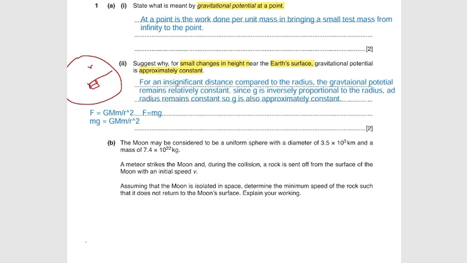Moving on towards the B part, that says the moon may be considered to be a uniform sphere with a diameter 3.5 into 10 raised to the power 3 kilometer and a mass of 7.4 into 10 raised to the power 22 kilograms. A meteor strikes the moon, and during the collision, a rock is sent off from the surface of the moon with an initial speed v. Assuming that the moon is isolated in space, determine the minimum speed of the rock such that it does not return to the moon's surface.